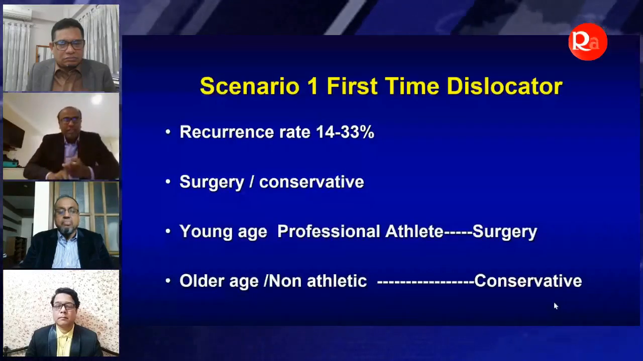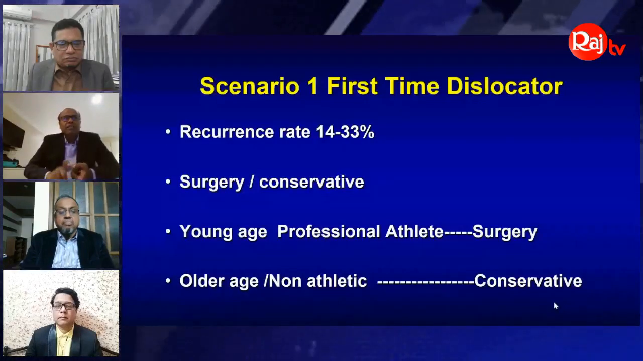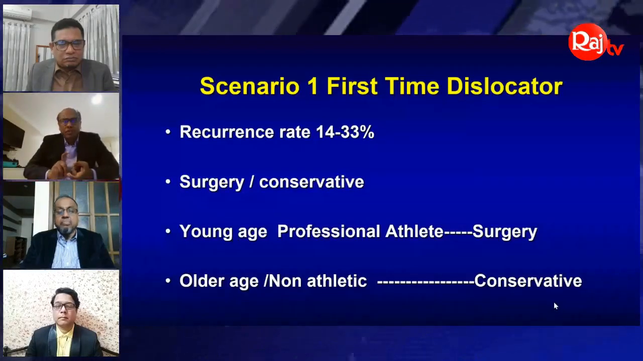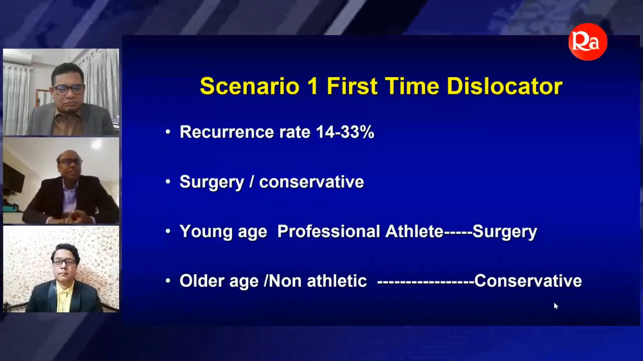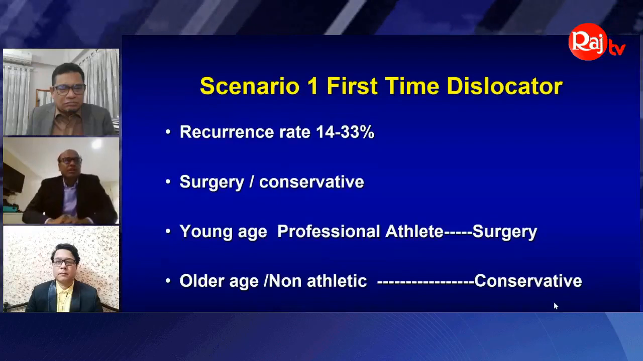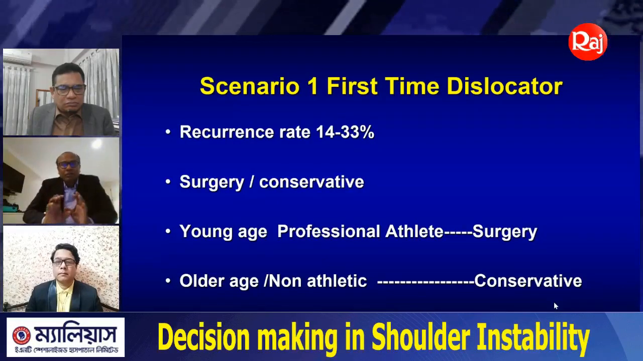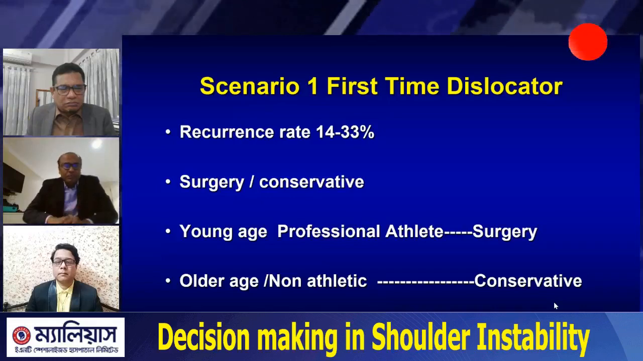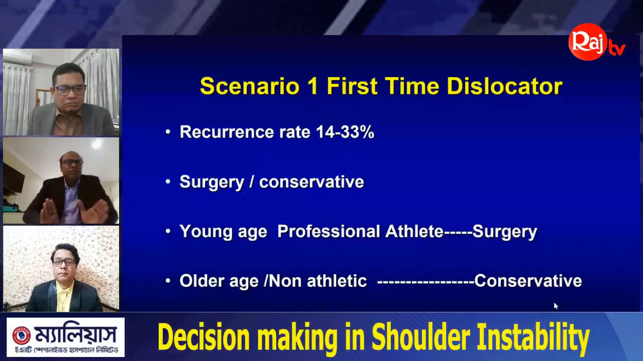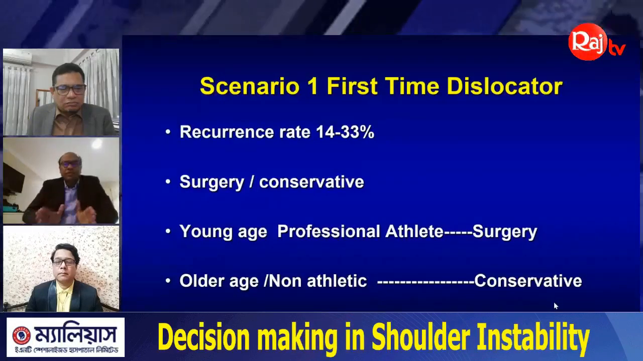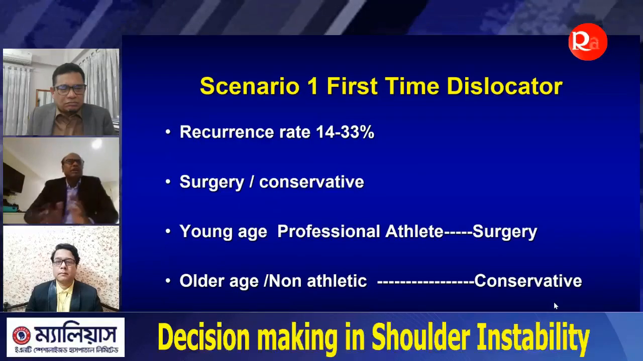So the younger the age, if it is a demanding shoulder, either a professional athlete or a shoulder which needs huge abduction and external rotation activity, or a shoulder which needs some amount of rotational and pivoting activity, you try to treat them surgically. For an older age group, non-athletic population, if it is a first-time dislocation, conservative treatment is the treatment of choice. So what are the criteria for young and old age?